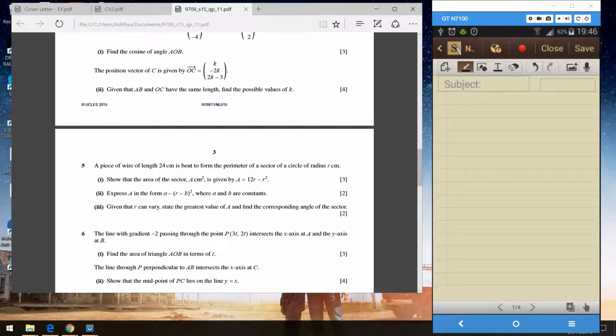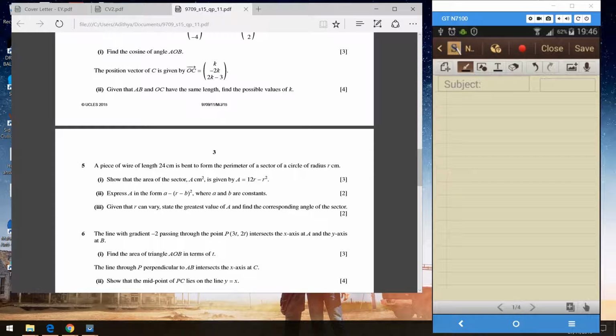Hello guys. So today we'll continue with question number 5 for this paper. The question says a piece of wire of length 24 centimeters is bent to form the perimeter of a sector of a circle of radius r centimeter. Show that the area of the sector A centimeter squared is given by A equals 12r minus r squared.